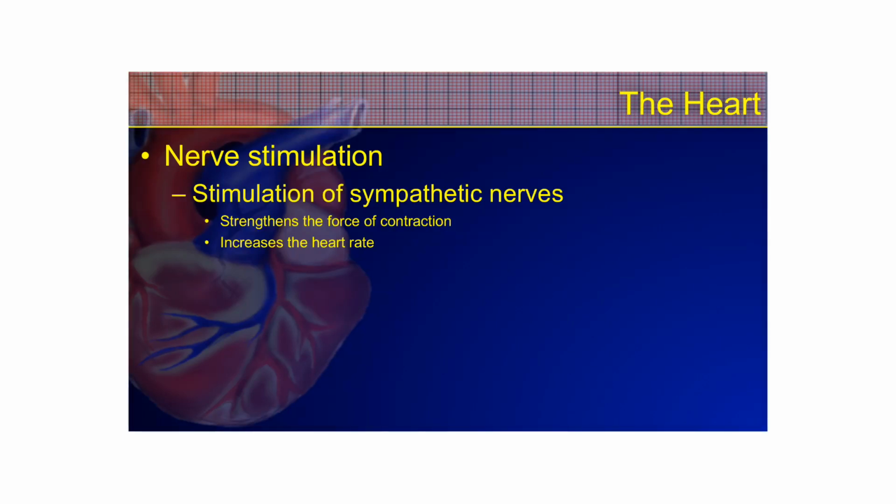So we talked about excitability, and that comes from the sympathetic or the parasympathetic nerves when they're stimulated. Stimulation of the sympathetic nerves will strengthen the force of contraction, right? That's your adrenaline system. And it increases the heart rate. We know that, right? Adrenaline, epinephrine will increase the heart rate. So the sympathetic nervous system is always going to provide an increase in force of contraction or an increase in the heart rate.